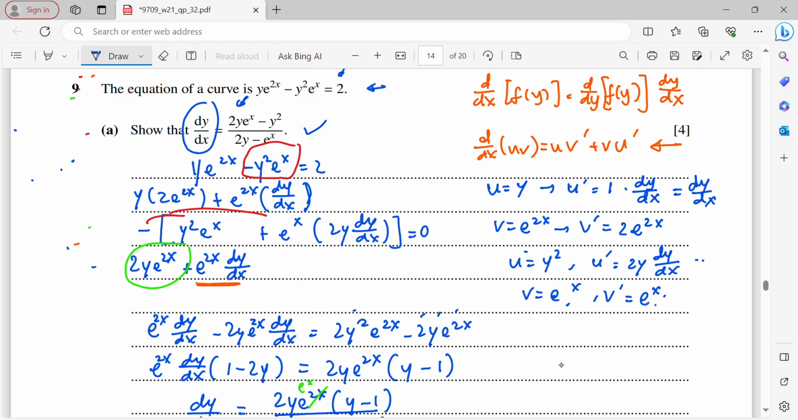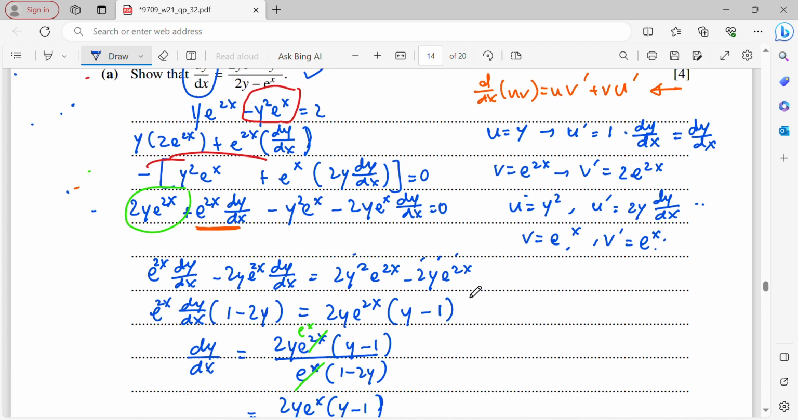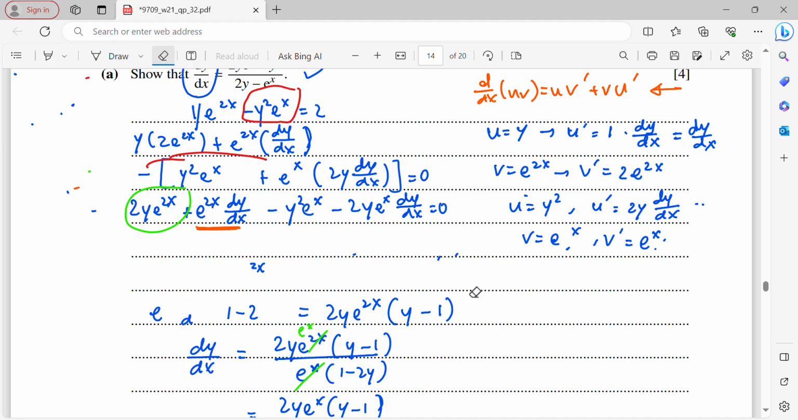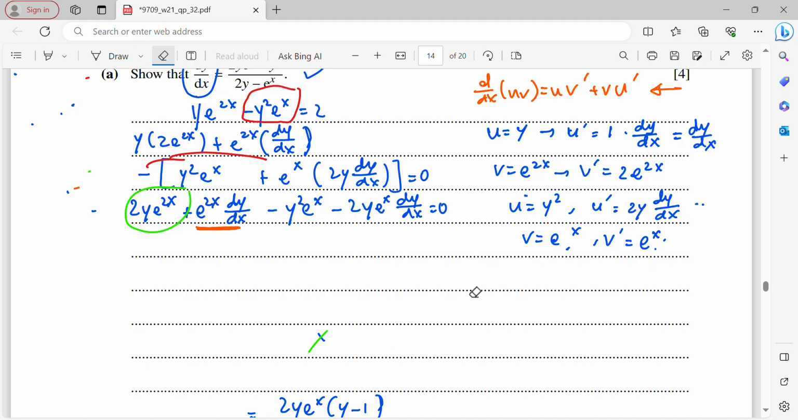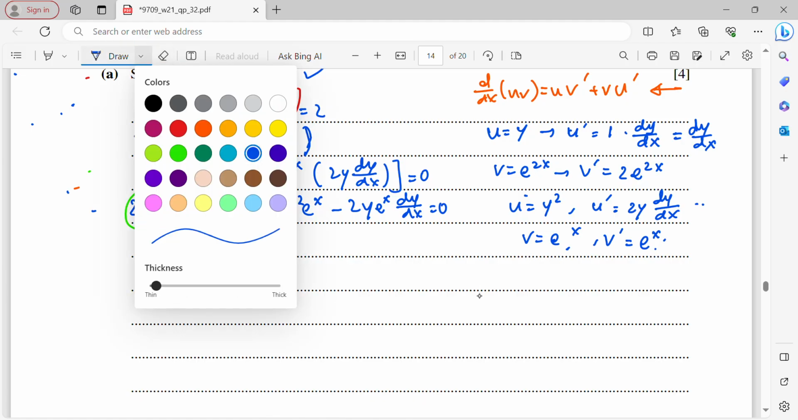So now here is going to be minus y squared e^x minus 2y e^x dy/dx equals 0. Okay, so now let me redo, then it will be easier to avoid the mistakes. Okay, so now let's redo again.